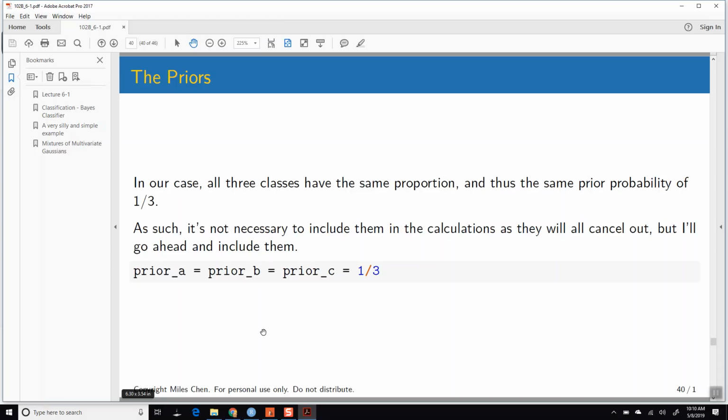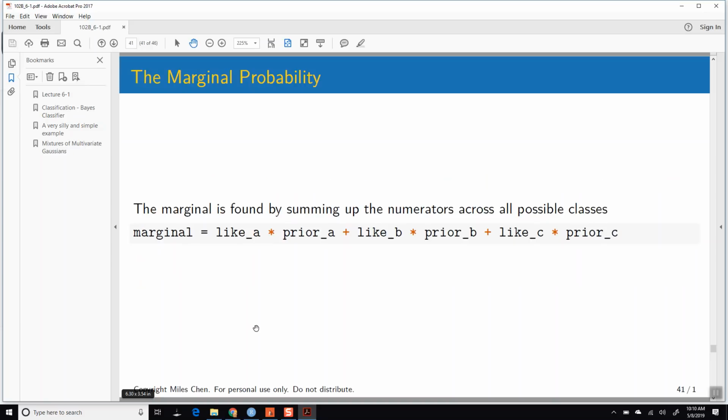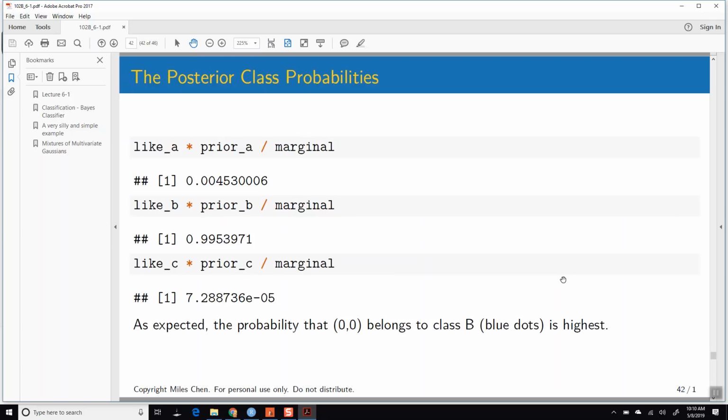As far as the priors, we're going to assume all 3 classes have equal priors, so they all cancel out. It's not even necessary to include them, but I'll do that for completeness. The marginal is going to be the likelihood times the prior, plus the likelihood times the prior for every single class. So we do the likelihood and prior for class A, for class B, and for class C, because those are the numerators. Then the posterior probability is the numerator, the likelihood times the prior, divided by that marginal probability.